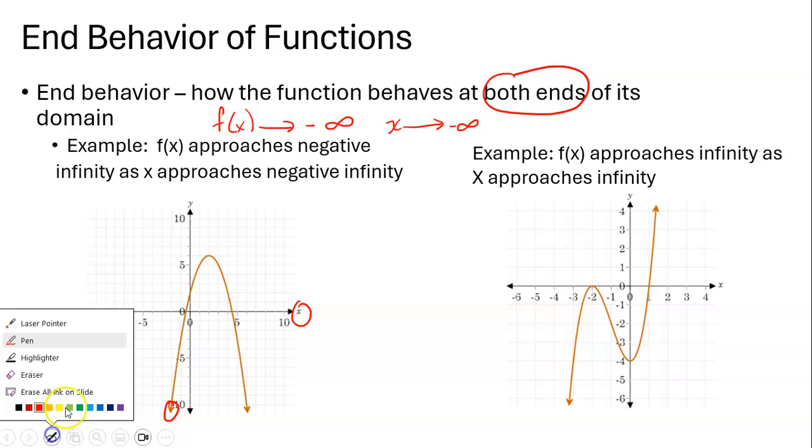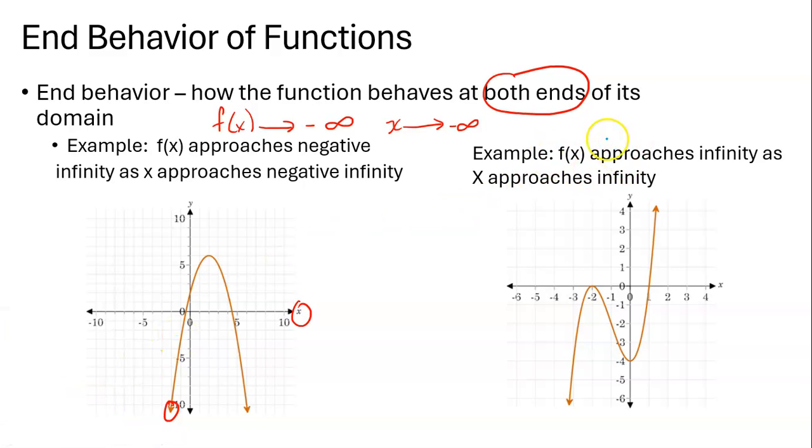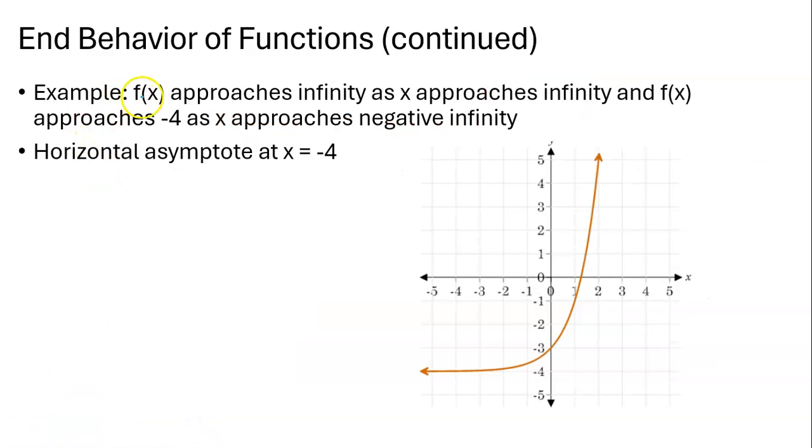All right, let's change colors here. Over here, we have f of x approaches infinity as x approaches infinity. That's on this side, because it goes on forever in that direction. Okay, another example. f of x approaches infinity as x approaches infinity. So we have that here.